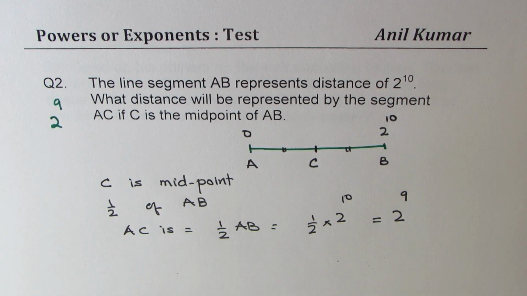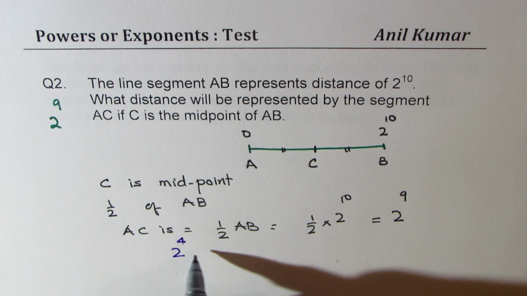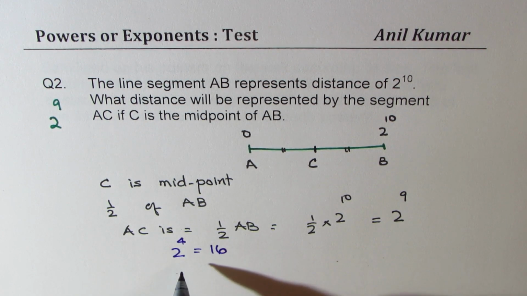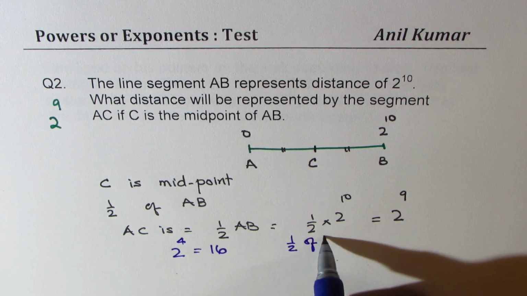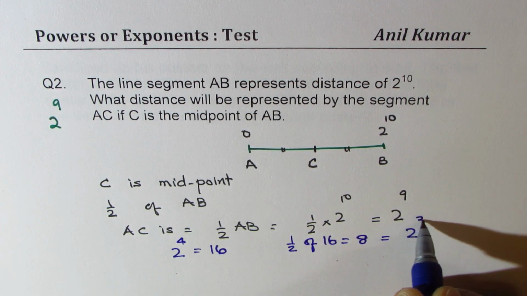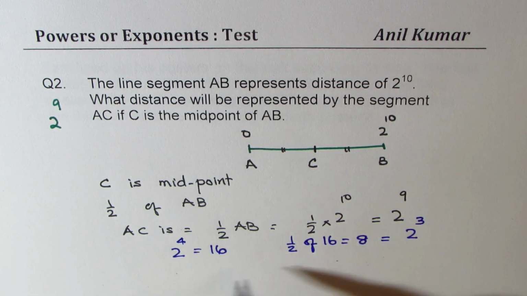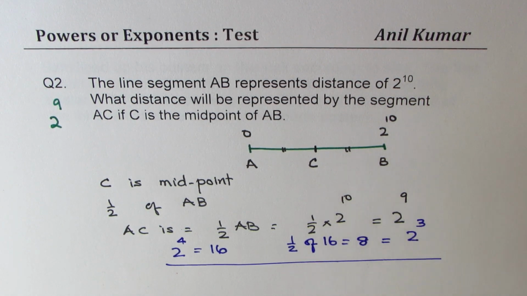Perfect. Now, for example, you know what is 2 to the power of 4? We found it is 16. Right? Half of 16 is 8, which is equal to 2 to the power of 3, 1 less than 4. Did you see that? So that is good to remember. So I hope you could register very well now with this simple example.